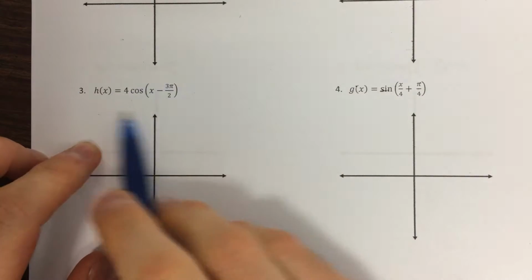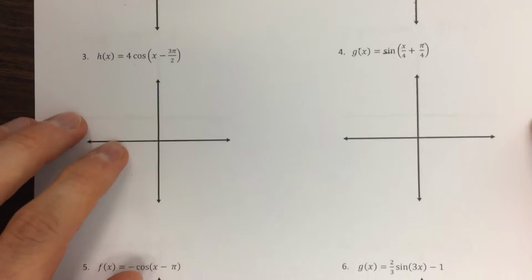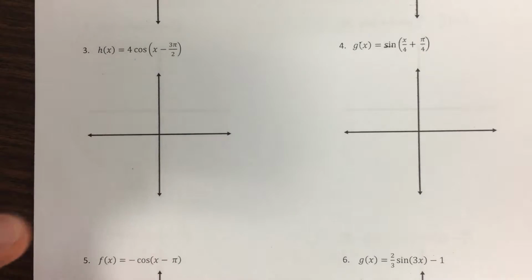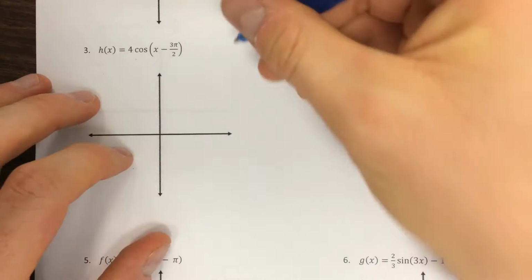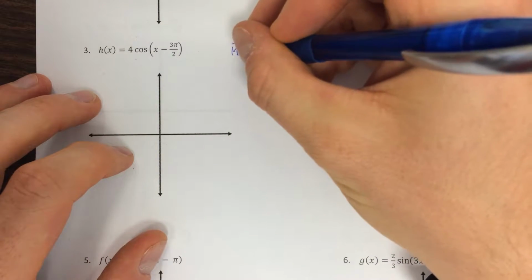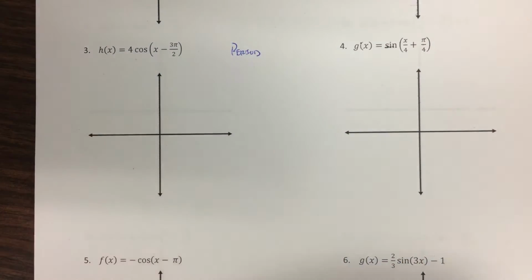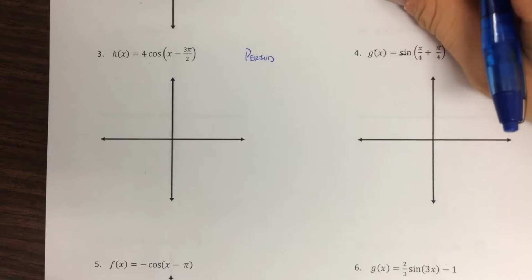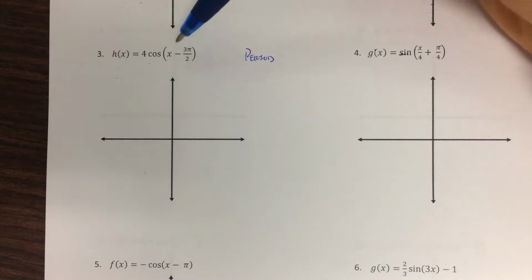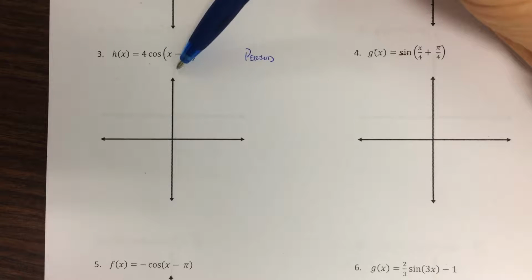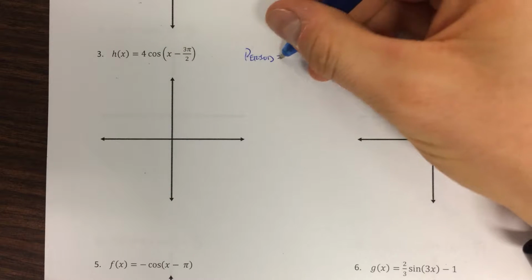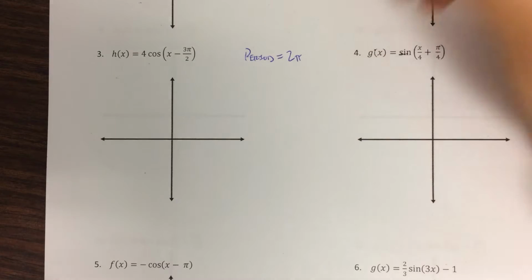So let's start here. What I've suggested, if you don't like this suggestion, maybe you can talk to me, figure out another way to graph them. I suggest to start by looking at the period and amplitude. So period. We know that the period is going to change if x is being multiplied by anything. But here, x is alone. It's not being multiplied by anything. So our period does not change. Our period stays as 2 pi.